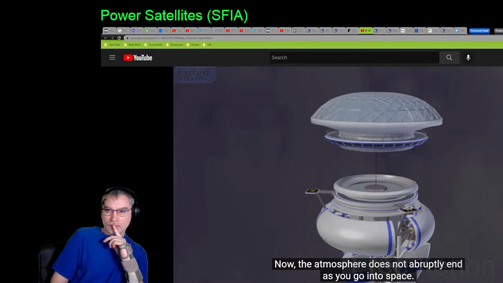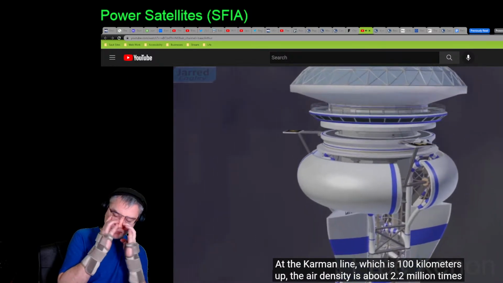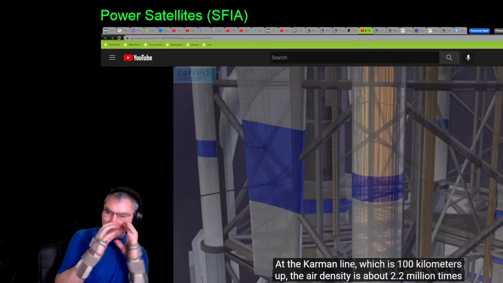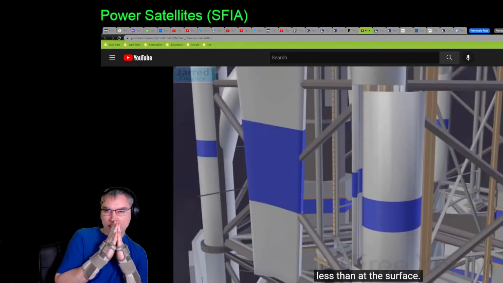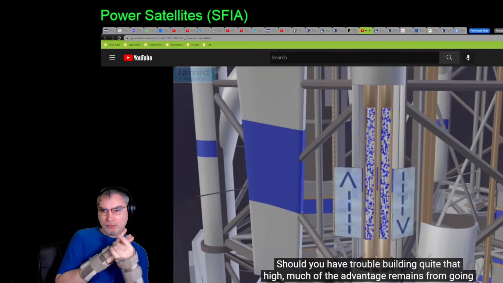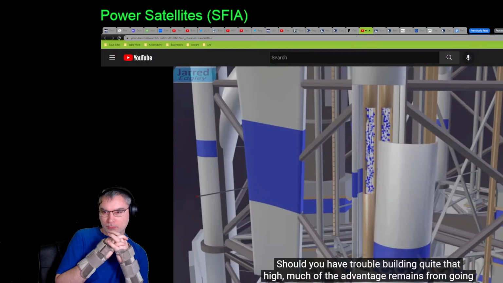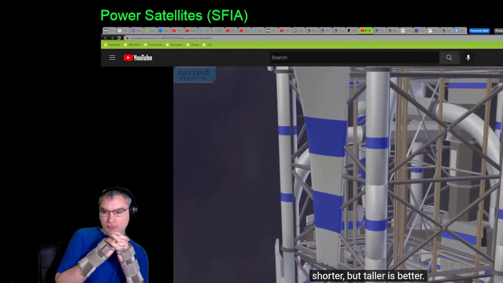Now the atmosphere does not abruptly end as you go into space. At the Kármán line, which is 100 kilometers up, the air density is about 2.2 million times less than at the surface. That's handy for power generation, as we'll see. Should you have trouble building quite that high, much of the advantage remains from going shorter, but taller is better.